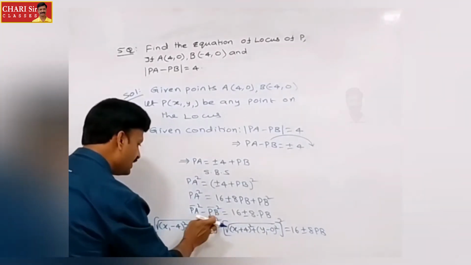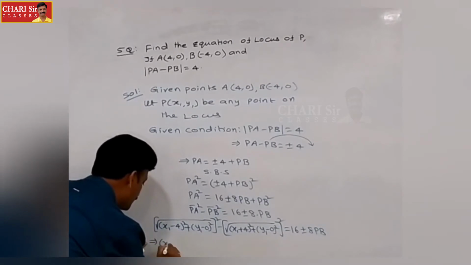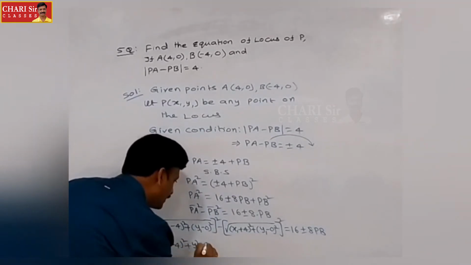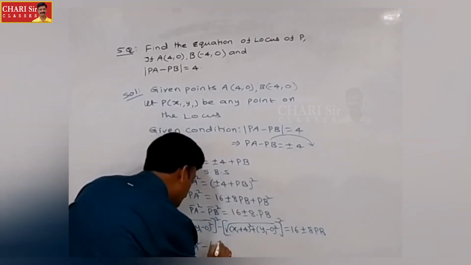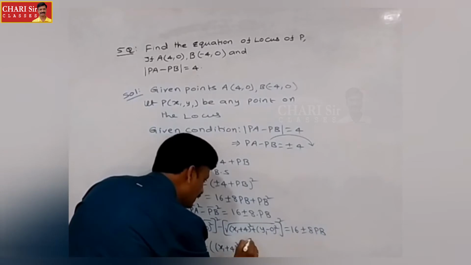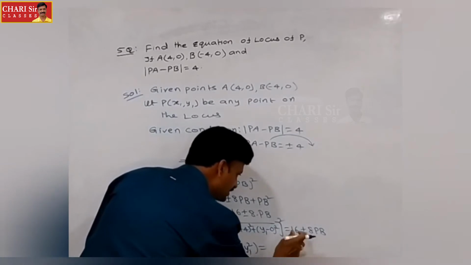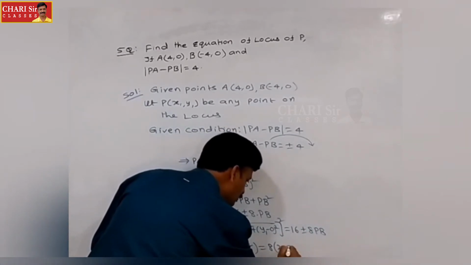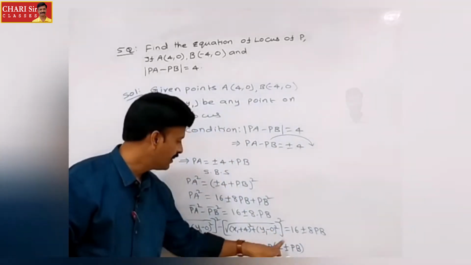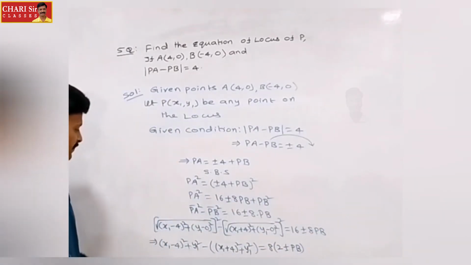Now when square is there, the square and square root will get cancelled, so you can write it here as (x1 minus 4) whole square plus (y1 minus 0) whole square, that is y1 square, minus, continue the bracket, (x1 plus 4) whole square plus y1 minus 0, that is y1 square, put the bracket, is equal to, from this 8 you can take common, that becomes 2 plus or minus PB. When you take 8 common, 8 into 2 is 16 and 8 into plus or minus PB is plus or minus 8 PB.